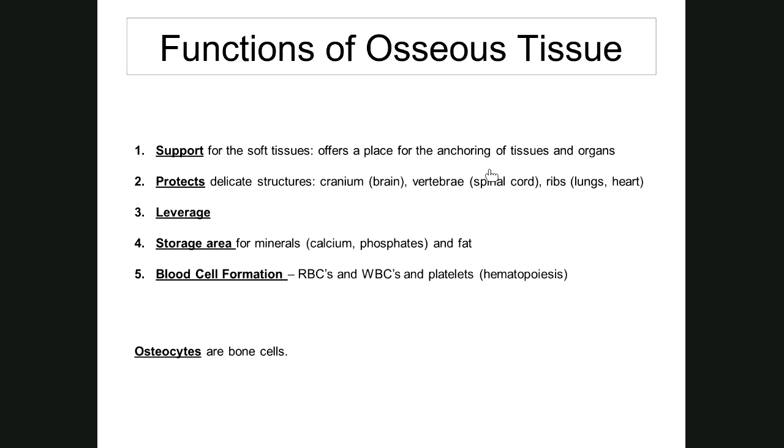It protects the delicate structures, like the cranium. Your skull is the protective osseous structure for protecting your brain. Your vertebrae protect your spinal cord, and your ribs, your rib cage, protects your lungs and your heart. Those don't need to be pushed on or touched.